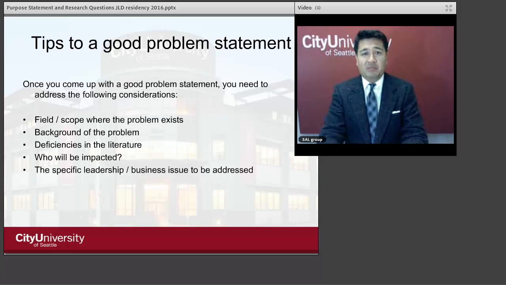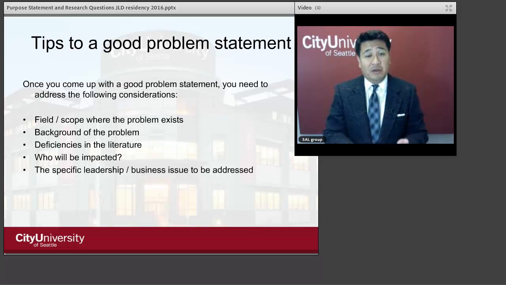The background of the problem. What's the context behind why the problem exists in the first place? Think about that. What about the deficiencies in the literature? As you've been perusing through the research literature, what do you find? Maybe there is a strain of literature because that's the in topic right now, but there's still deficiencies in the evidence that address this problem.